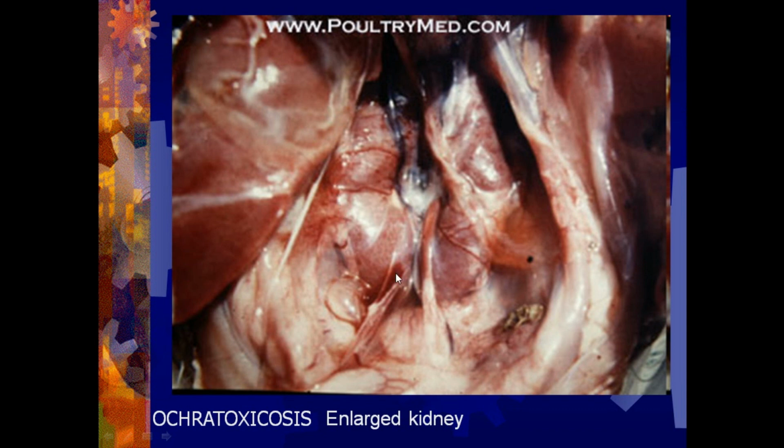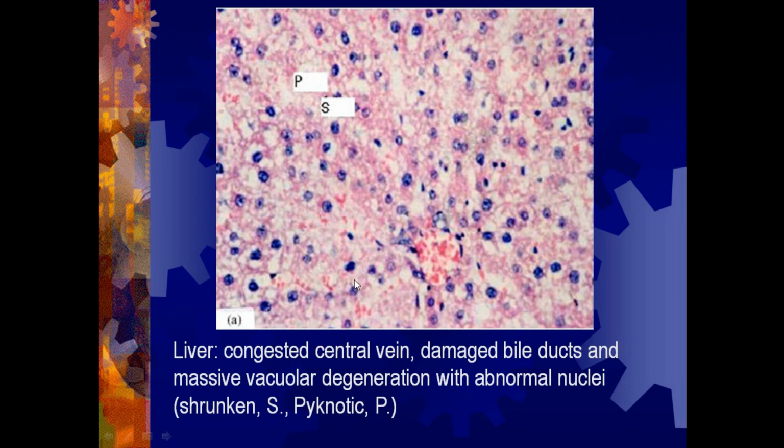This one here is the enlarged kidney due to nephropathy and acute nephrosis due to ochratoxicosis in chicken. You can see here and here, this one is an enlarged kidney. And then histopathologically, there will also be shrunken or pycnotic nuclei. So in here, this is the normal nuclei, this is the normal nuclei. But you can see in some places there are small or pycnotic or shrunken nuclei indicating necrosis.